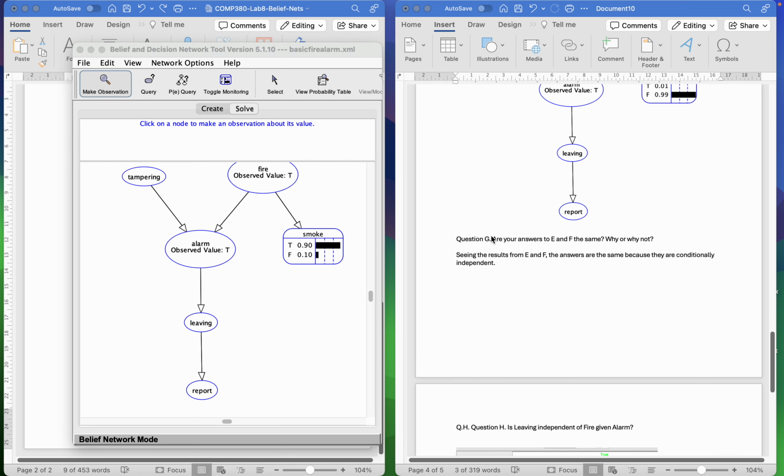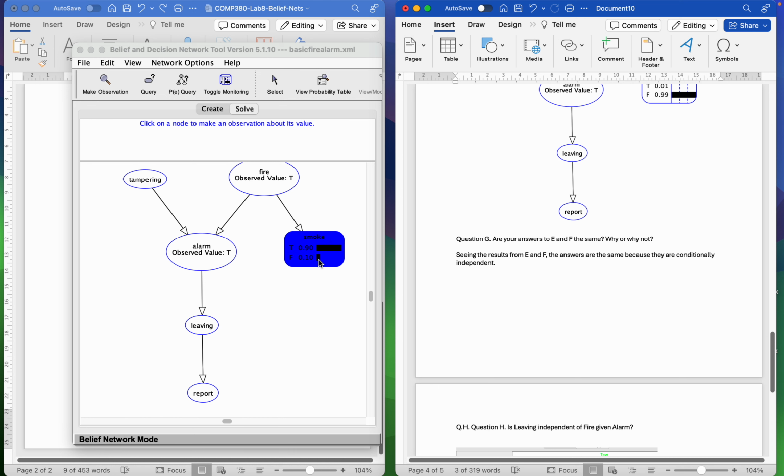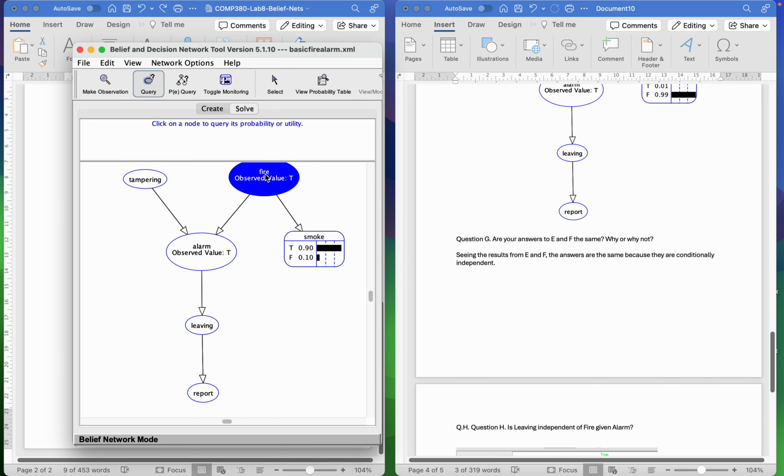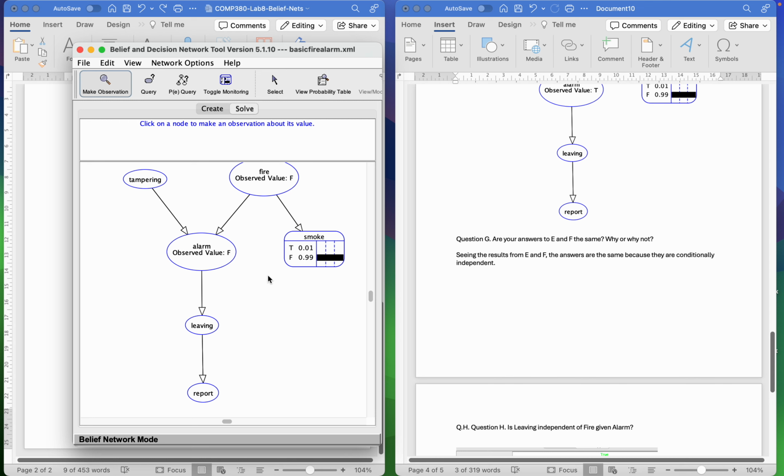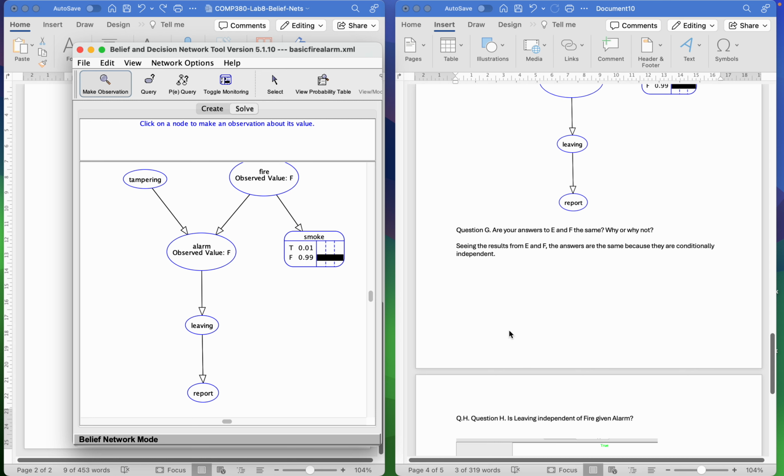Next part, are your answers to E and F the same? Yes, they are the same, because in the first scenario it was 0.9, and again in this scenario it is also 0.9. Smoke is not dependent on alarm in any scenario, it is dependent on fire. If the value of fire is changed, then the value of smoke is changed. If we, for example, set the value of fire to be false, then again the value of smoke changes. But it doesn't matter if the value of alarm is changed. Smoke remains the same because it is independent of the result of alarm.